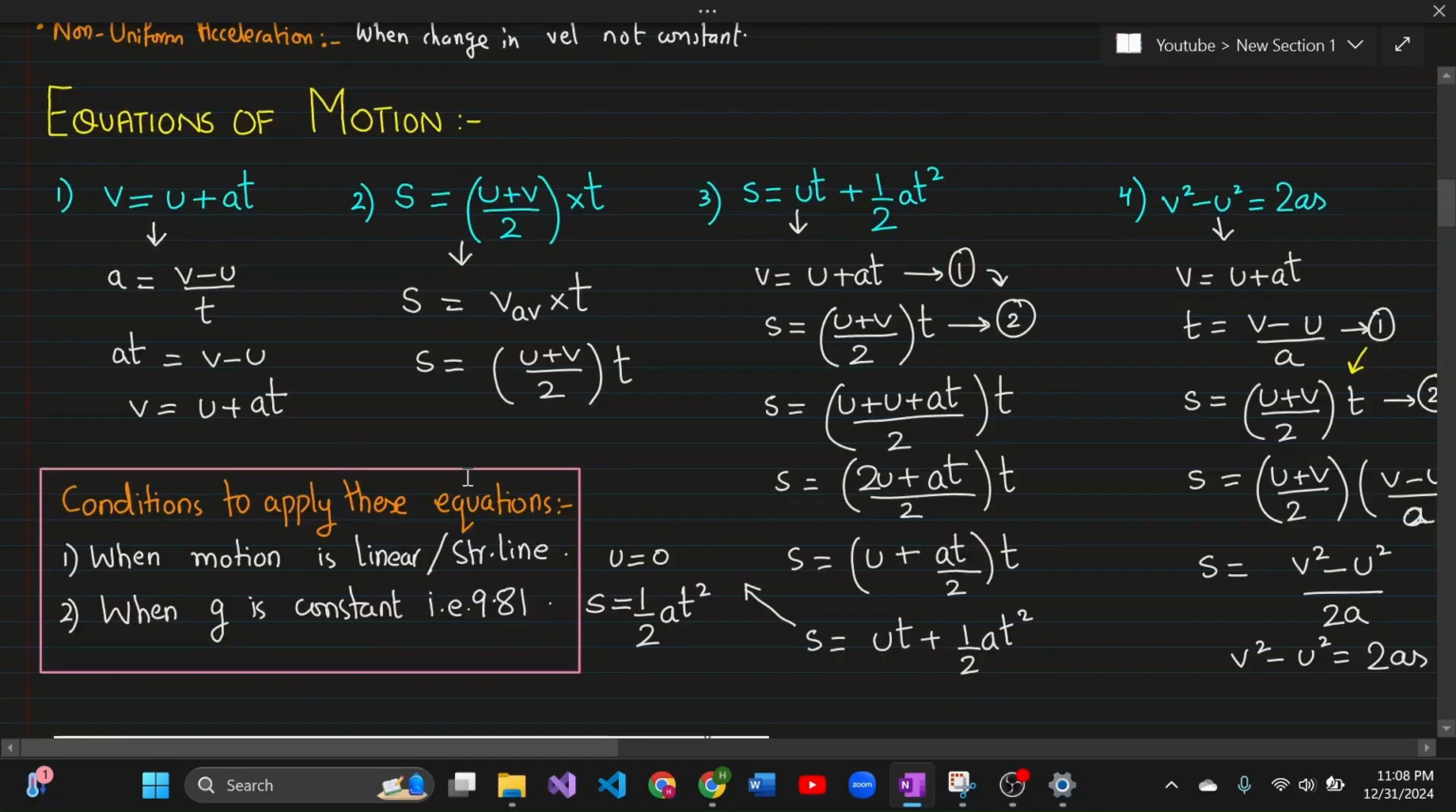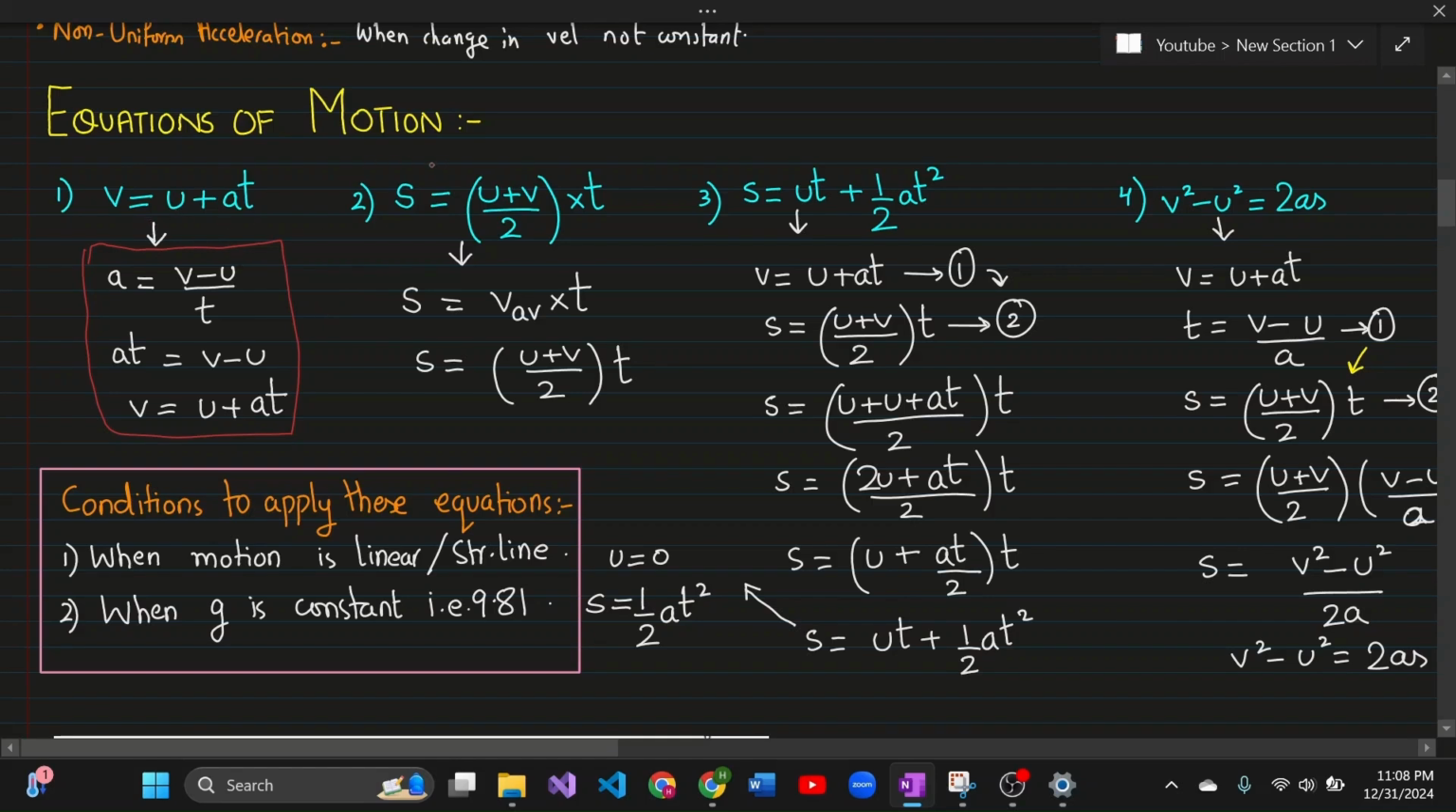An important concept of kinematics is the equations of motion. There are four equations of motion that you need to remember. All four are very easy to memorize. Number one is v is equal to u plus at. We have already studied this equation, but we have just made v the subject. I have written here how we have derived this equation, so you can pause the video and check it out. It's very easy, nothing confusing in this.